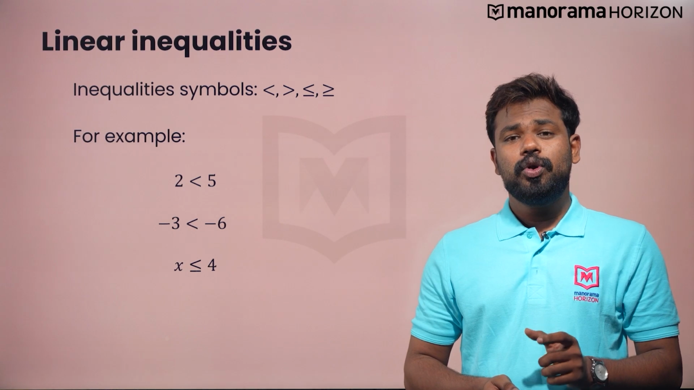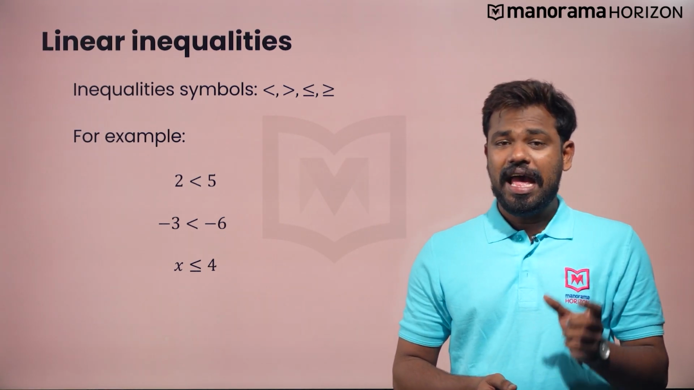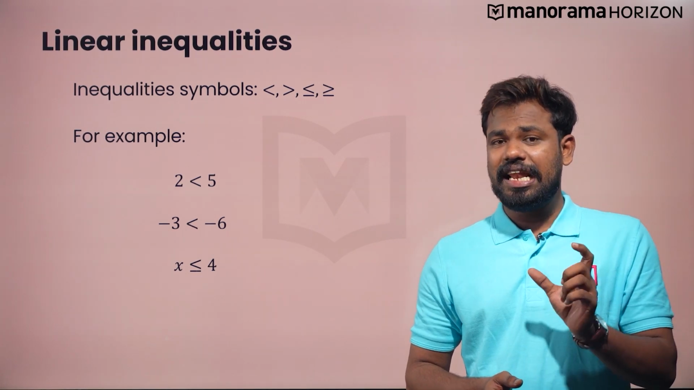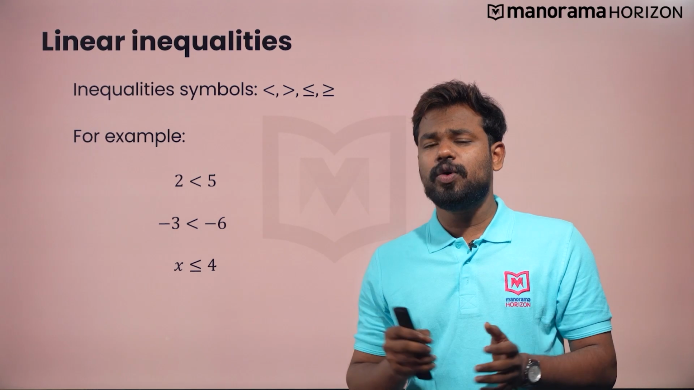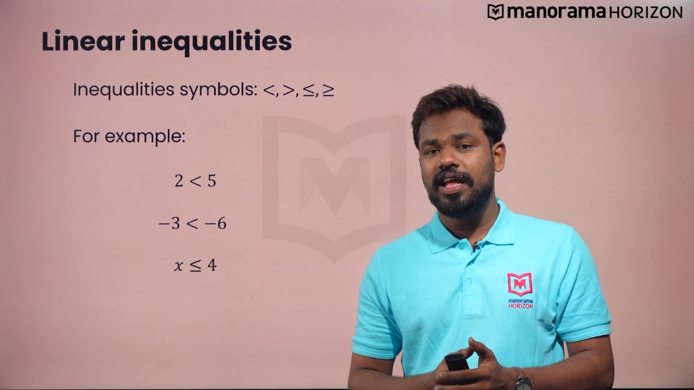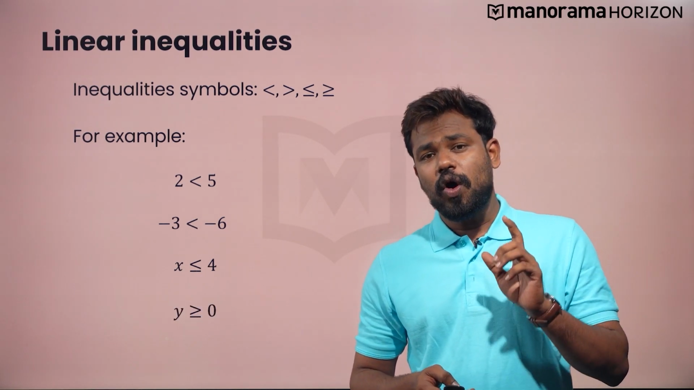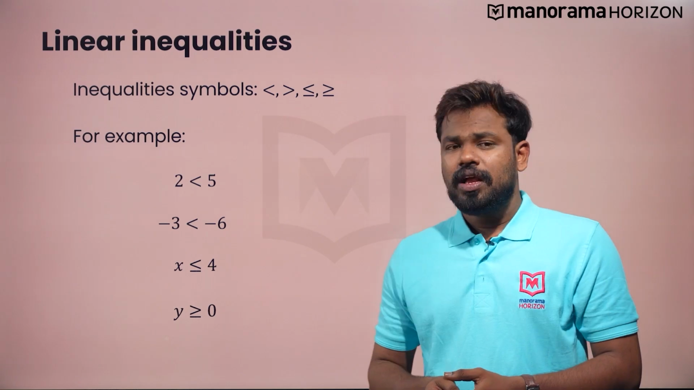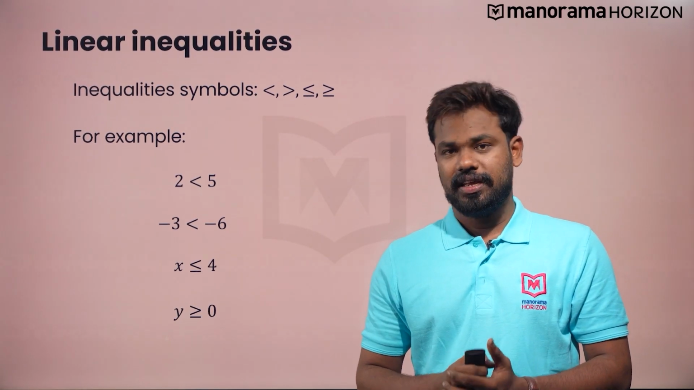X less than or equal to 4 is also an inequality. Here you can see that there is less than and equal to also, but since there is a less than, you can call this an inequation. And if it was only x is equal to 4, what will you call it? You will call this an equation, which we have studied in our previous classes. And y greater than or equal to 0 is also an inequation. So these are different examples of inequalities that we will be looking at in this session.